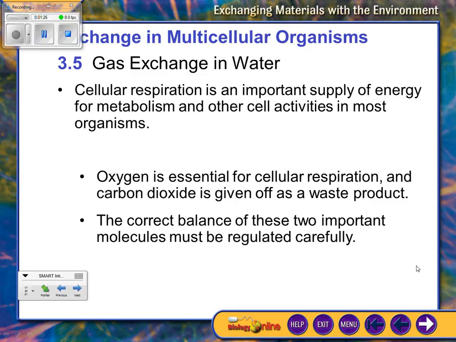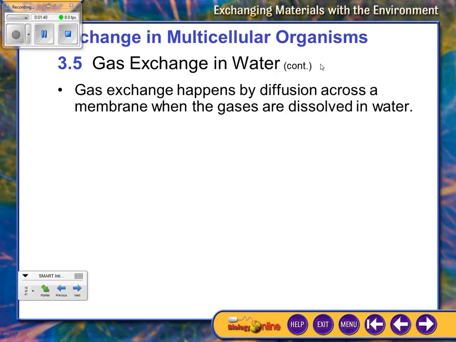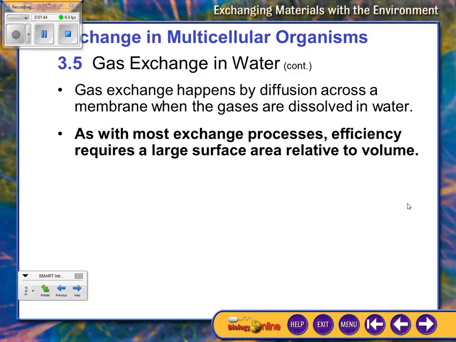So again, we're talking about cellular respiration right now, specifically from our point of view. So we need what gas? Oxygen. And then we release what? Carbon dioxide, exactly. So then, like I said, it has to be dissolved in water, and it's diffusion. We get our gases through diffusion.